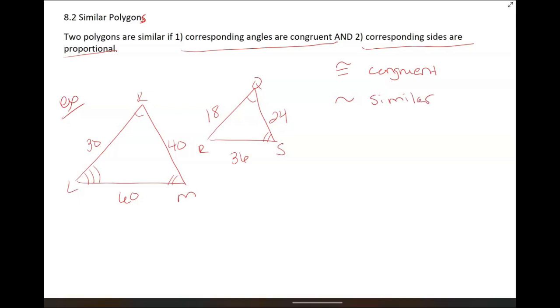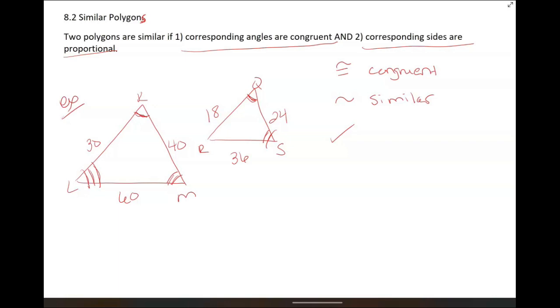Okay, so for this example, first of all, I'm going to check corresponding angles. Those angles are congruent, these angles are congruent to each other, and these angles are congruent to each other. So angles are congruent, check. The next thing I have to do is grab a set of corresponding sides and see if their cross products are equal.